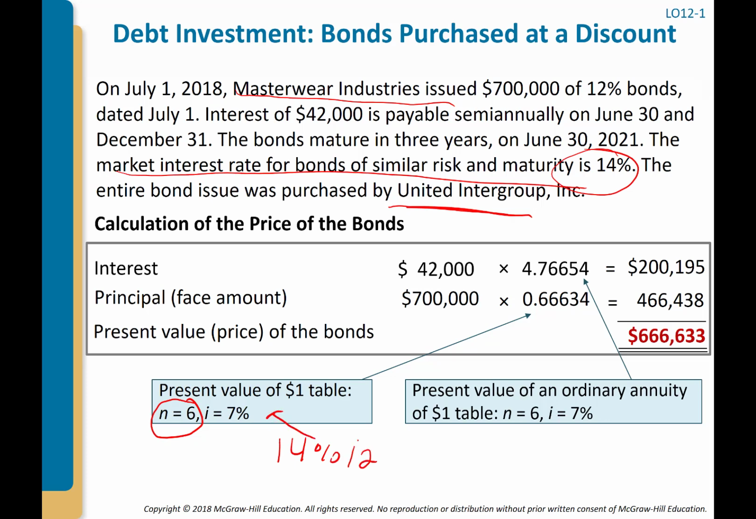We use those same two parameters, the 6 payments and the 14% divided by 2, the 7% interest, but we have to go to a different table for the interest payments. We go to the present value of an annuity table because it is a stream of payments, isn't it? So we would go to the 6 payment row, the 7% column, and that factor will be there on the present value of an annuity table.